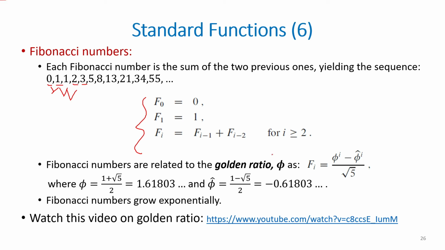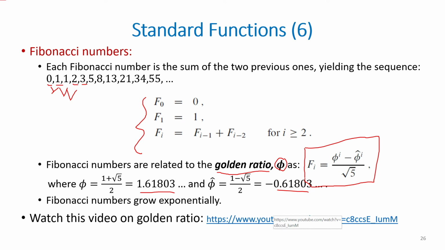Another way to calculate the Fibonacci number is using the golden ratio, denoted by phi. This is the equation for it. So we can find the ith Fibonacci number in a Fibonacci sequence by using the terms phi and phi hat, which are actually conjugate values and are obtained as here. So if we plot the Fibonacci numbers in a Fibonacci sequence, we would see that they grow exponentially.